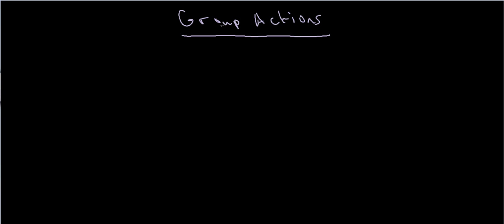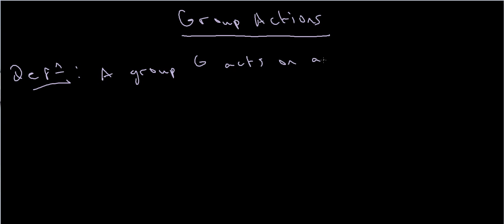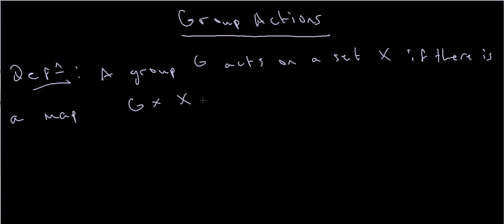So let's define what I mean by a group action. Here's a definition. A group G acts on a set X if there is a map from G cross X to X. This takes an element in G and an element in X and gives me back an element in X, so G is acting on the set X. I'm going to write this map as (g, x) goes to gx.